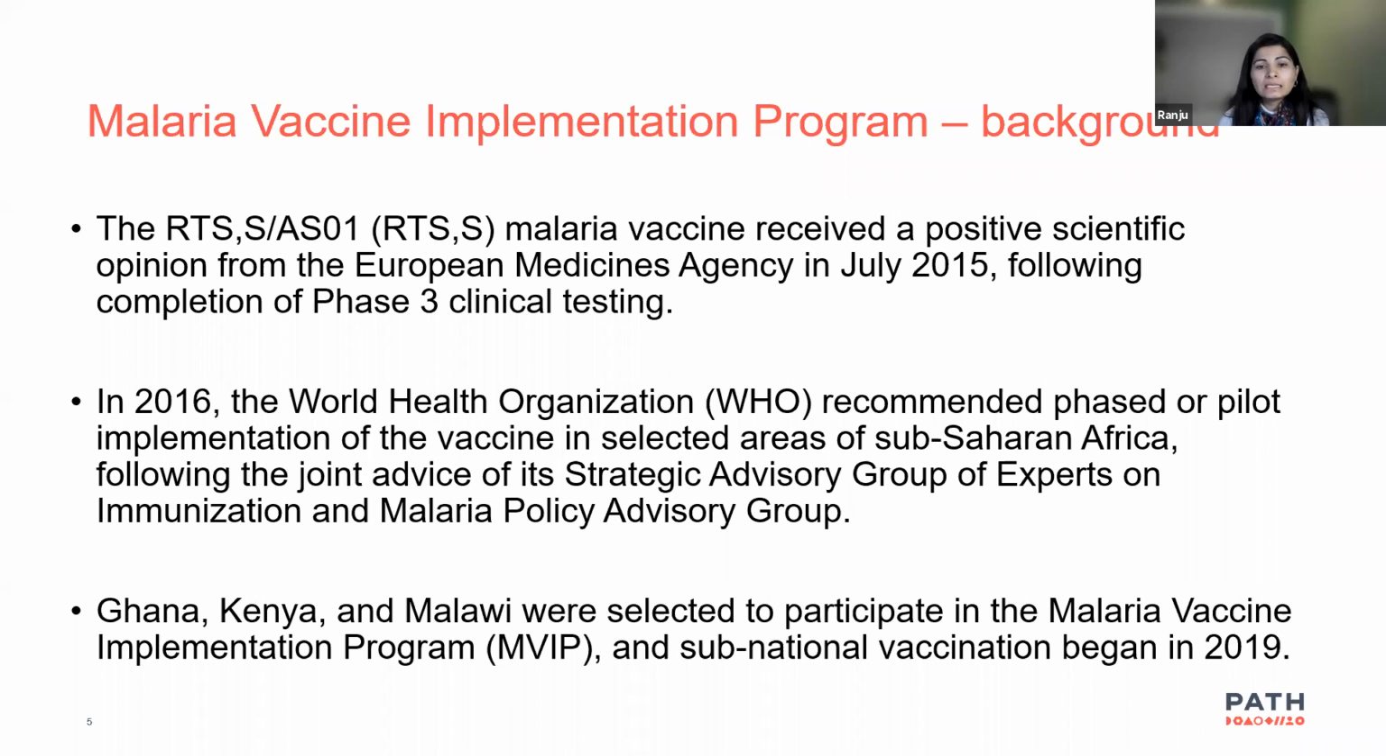And in 2016, the WHO recommended a pilot implementation of this vaccine in select areas of sub-Saharan Africa, following the joint advice of the scientific advisory bodies, namely SAGE for immunization and the Malaria Policy Advisory Group, MPAG. The 3 countries, Kenya, Ghana, and Malawi, were then selected to participate in the pilot program. And these countries began subnational implementation of this vaccine back in 2019.